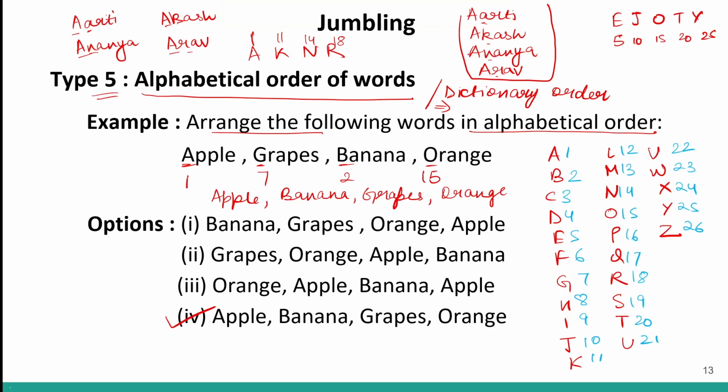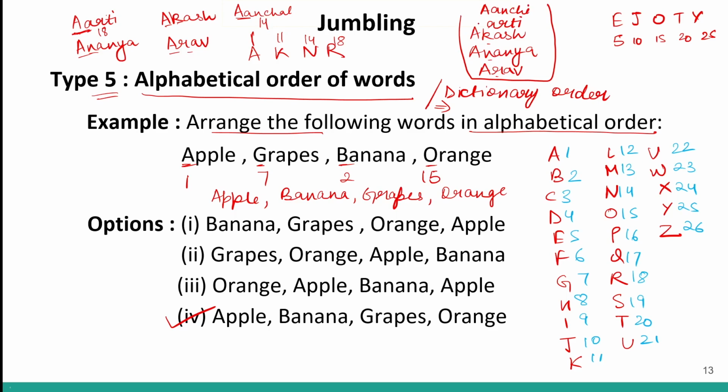Let's say that even the second alphabet is same. So we have a student named Anchal, let's say. So then we'll move on to the third alphabet. So AA is common in Aarti and Anchal. R is 18 and N is what? N is 14. So Anchal, this is Aarti, right? Anchal will come even before Aarti.